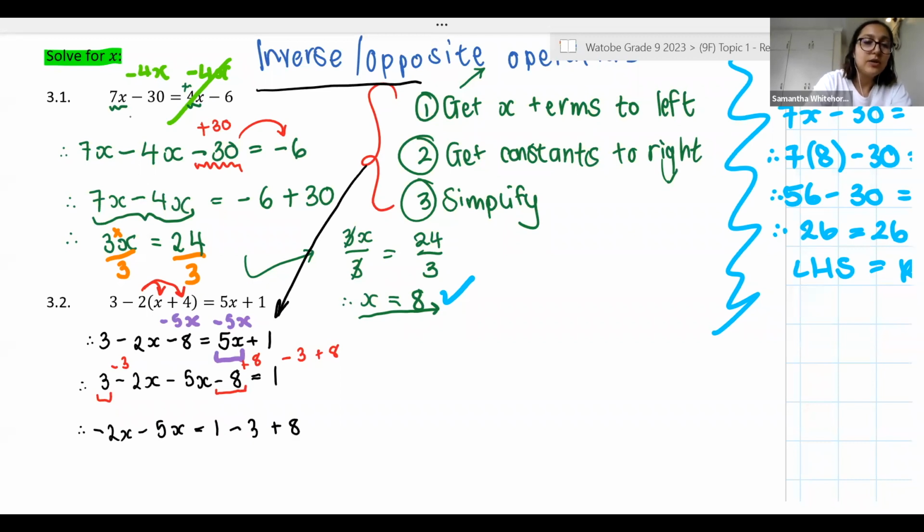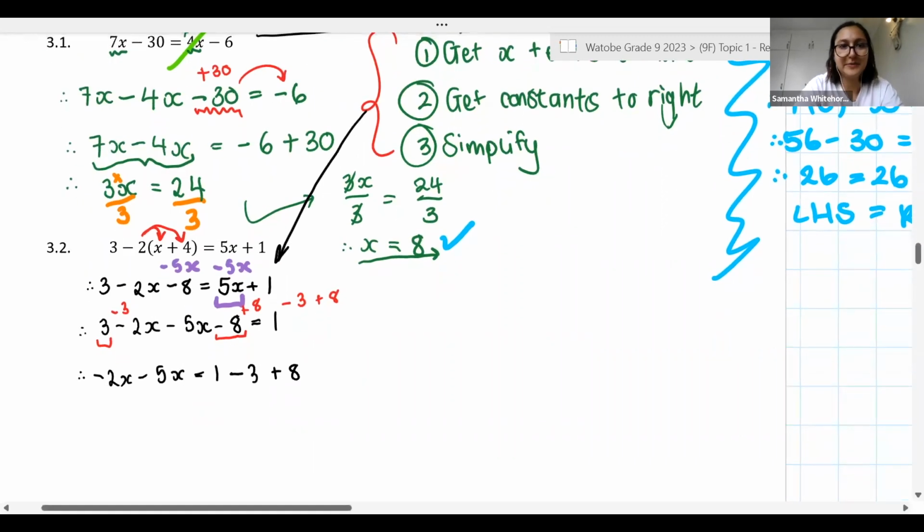Now, again, if you had written 1 plus 8 minus 3, that's cool. Order is not important. The sign is important. So as long as it's a minus 3 and a plus 8, it doesn't matter what order we put the terms in. Okay, now we go and simplify.